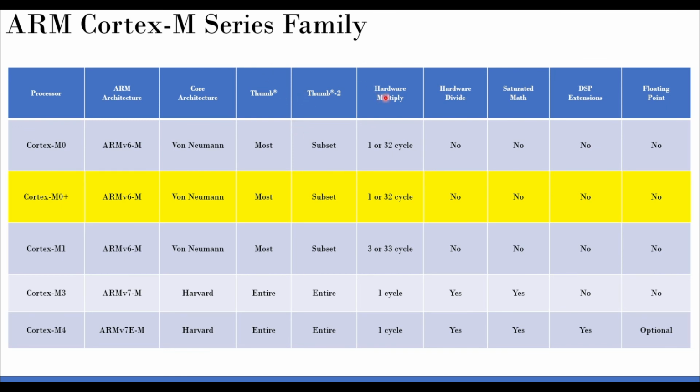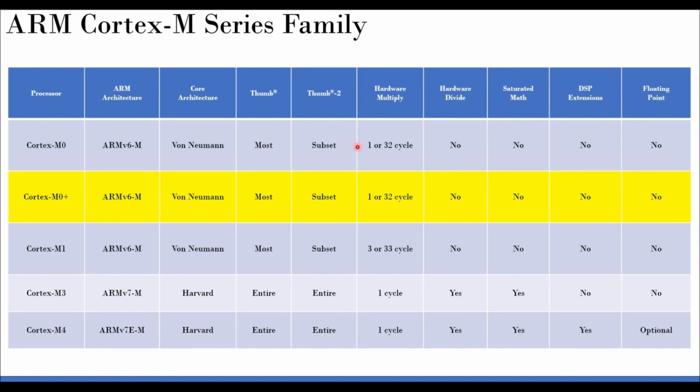Then hardware multiply. Multiplication is a very common operation in our day-to-day life. In the case of M0 and M0 Plus, you do have hardware multiply, in fact all of them do, and there is an option to have the hardware multiply as 1 cycle or 32 cycles. What is the difference? If you operate in 32 cycles, you will end up consuming lower power. But there is a dedicated hardware multiplier inside all of these.